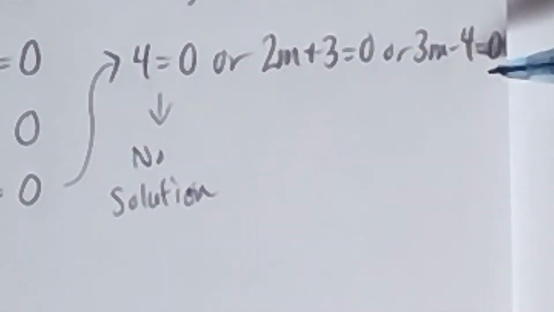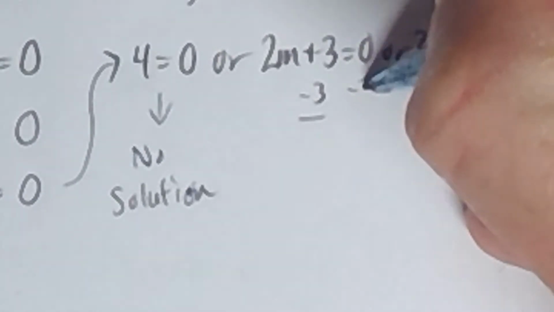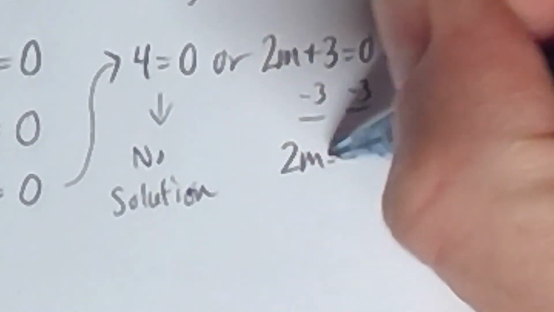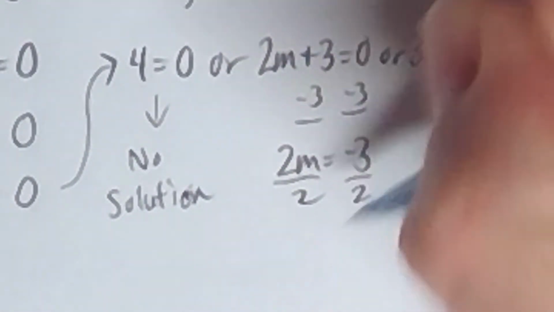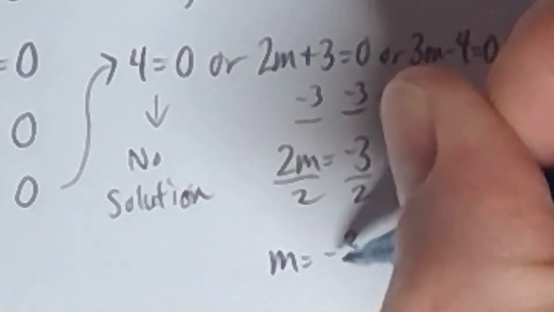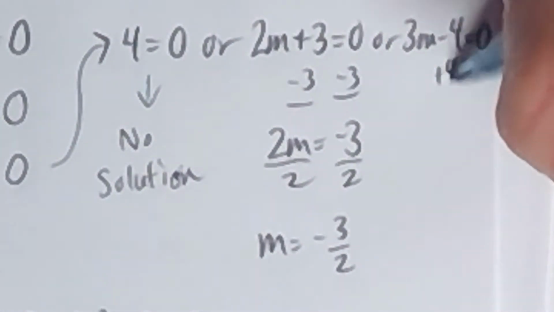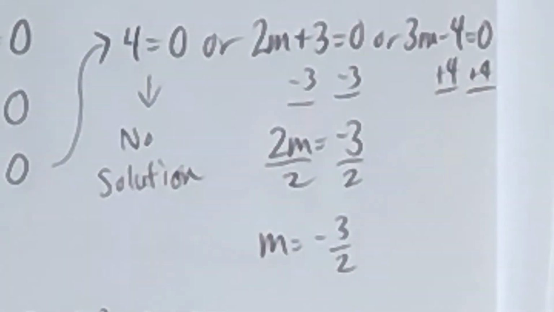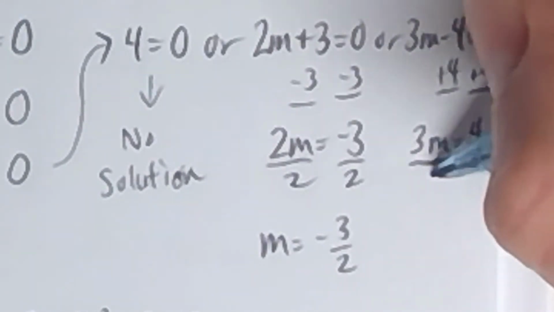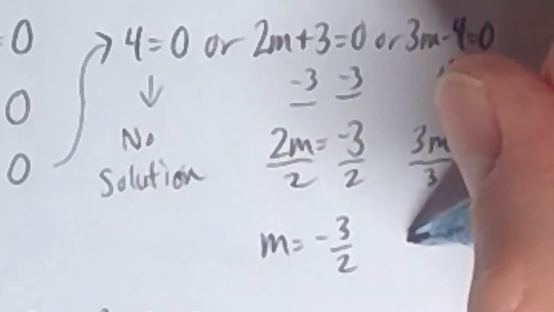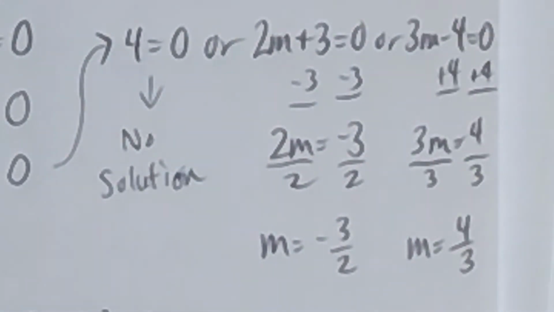Let's solve these in the normal way here. You got to move over the 3 with the 0. We get 2m equal to negative 3. You then divide out by 2. You get m is equal to negative 3 halves. And then on the other one, you have to move over the 4 with the 0. Like that. We get 3m equal to 4. You then need to divide out the 3 like we've been doing with linear equations. And we get m equal to 4/3.